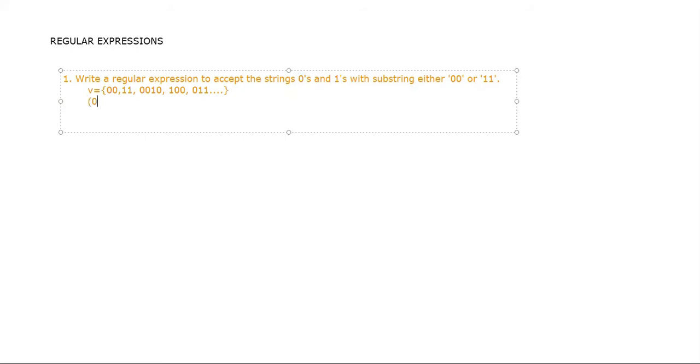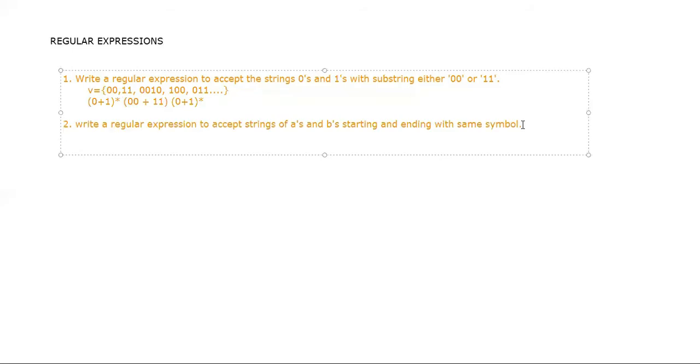So I could easily write it. The regular expression would be 0 plus 1 whole star, followed by 00 or 11. Please observe that we are using plus to indicate the or condition, or union operation. Hope you could understand that part. This is what we mean. So 00 or 11 is the substring. It's pretty much clear, I feel. Moving on.